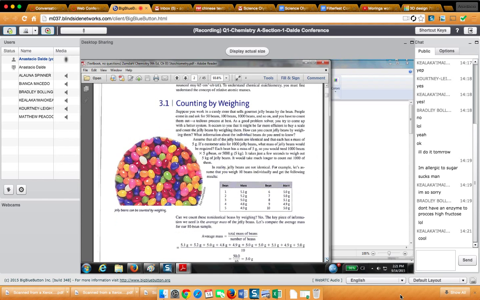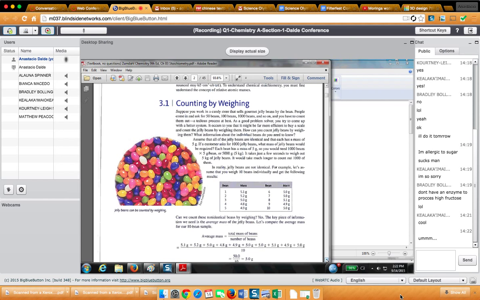One of the things we found in chemistry is that we count by weighing something. For example, I like the example they use about jelly beans. If you had to measure out 3,000 jelly beans or 1,000 jelly beans, you wouldn't actually sit there and count 1,000 jelly beans. That would be dumb. What I would do is count out maybe 10 jelly beans, and then I can weigh that.